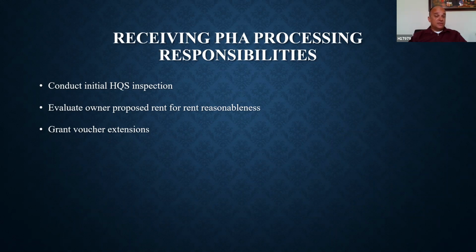One is to conduct the initial HQS inspection. I didn't list it here, but it would also mean doing annual HQS inspections and family requested HQS inspections, or even owner requested HQS inspections. That's a little bit more rare, but those do happen. The receiving PHA will also evaluate any owner proposed requests for rent increases to make sure that those requests are reasonable. So it would be the receiving PHA that will evaluate those and either approve or deny them. And of course, the receiving PHA grants voucher extensions.